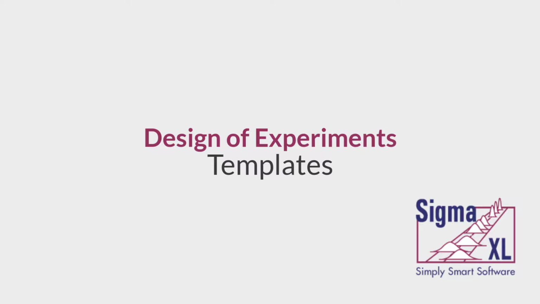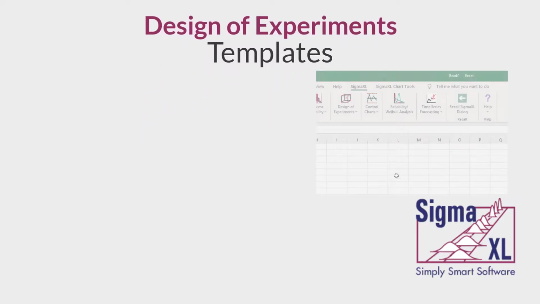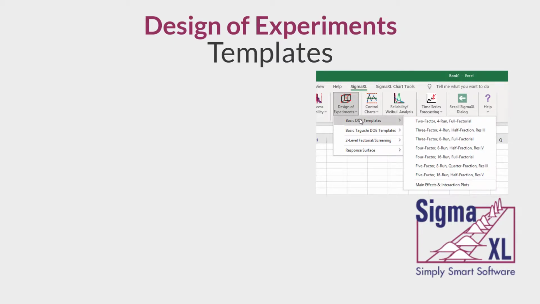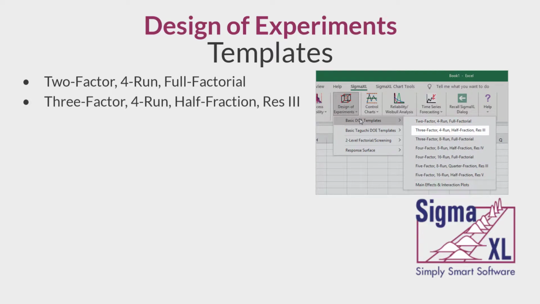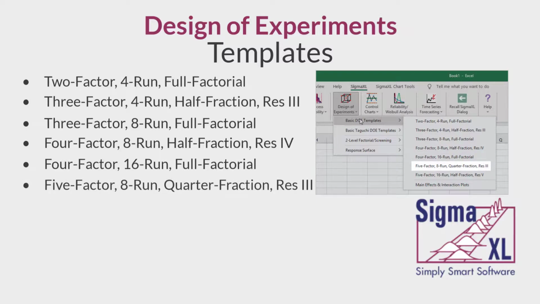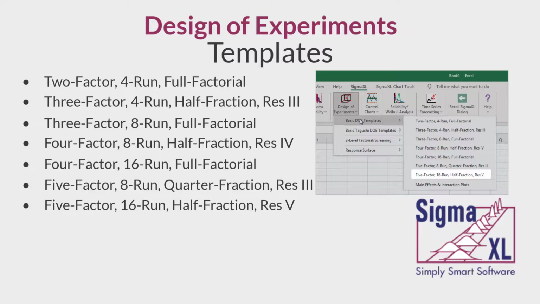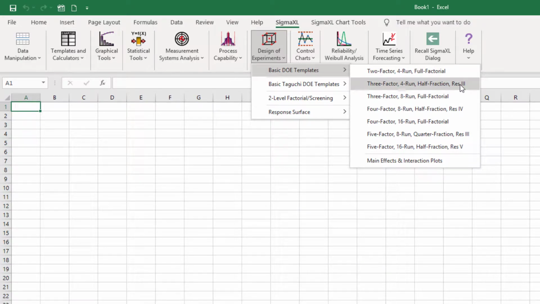The DOE templates provide common two-level designs for 2 to 5 factors. The following templates can be found by clicking SigmaXL, Design of Experiments, Basic DOE Templates. 2-factor, 4-run, full factorial. 3-factor, 4-run, half fraction, resolution 3. 3-factor, 8-run, full factorial. 4-factor, 8-run, half fraction, resolution 4. 4-factor, 16-run, full factorial. 5-factor, 8-run, quarter fraction, resolution 3, and 5-factor, 16-run, half fraction, resolution 5.